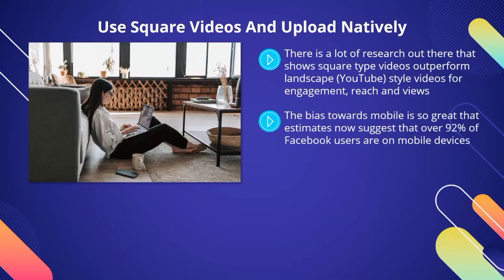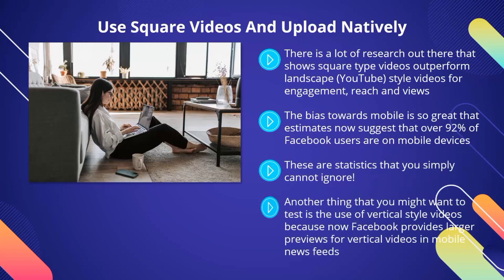The bias towards mobile is so great that estimates now suggest that over 92% of Facebook users are on mobile devices. More than half the video views on Facebook happen on a mobile device, and a square-style video takes up almost 80% more real estate in mobile news feeds. These are statistics that you simply can't ignore. Another thing that you might want to test is the use of vertical-style videos, because now Facebook provides larger previews for vertical videos in mobile news feeds.